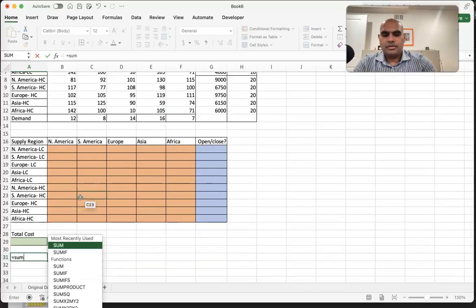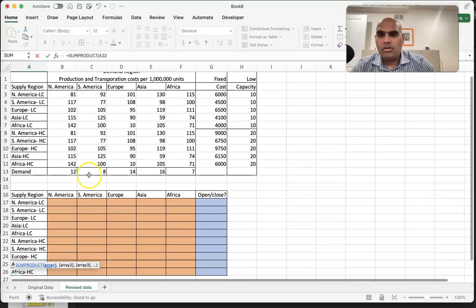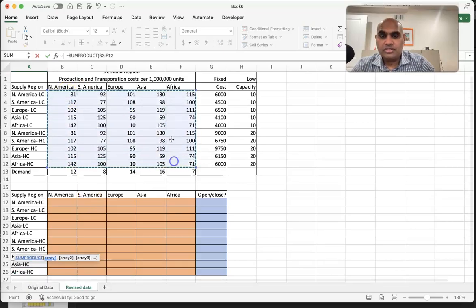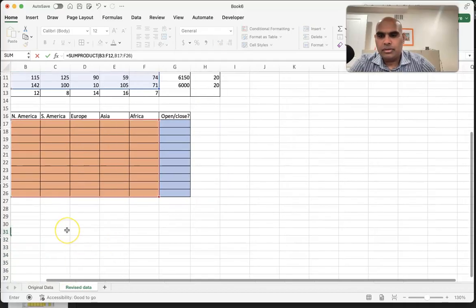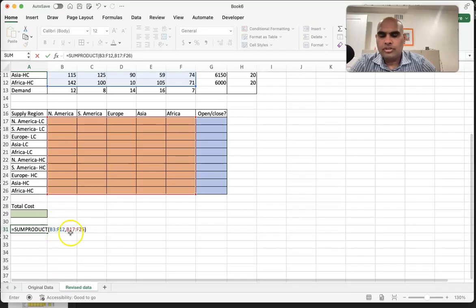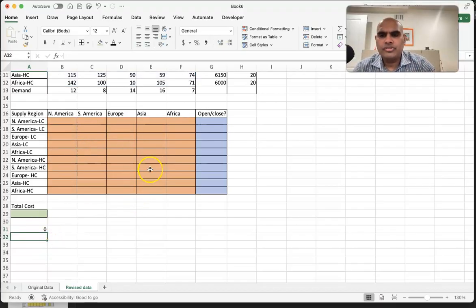So the variable cost, you just say sum product, right? Sum product of all the variable cost values. So just the variable cost values, don't include demand, don't include the fixed cost. So all the variable cost values, comma, all your Xij values, right? So this here will be just your variable cost. So this will be all the individual variable cost values, and this will be the number of units that you're transporting. So variable cost times the number of units is the total variable cost, right? So that's the total variable cost. Right now it will be zeros because there are no numbers here.